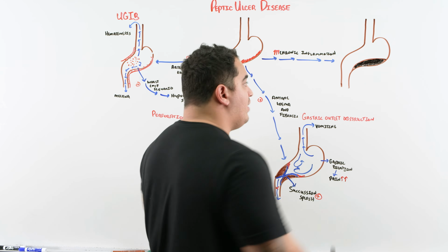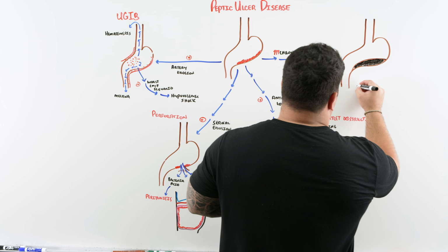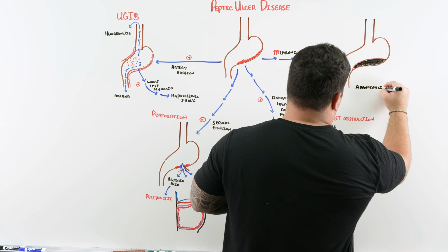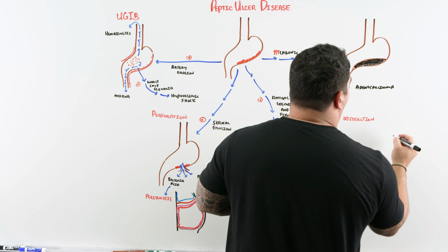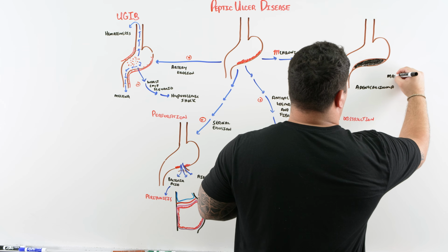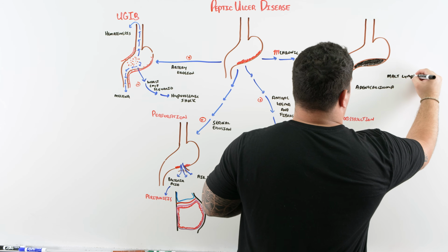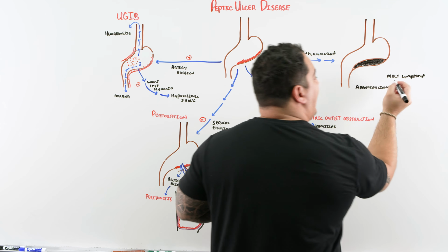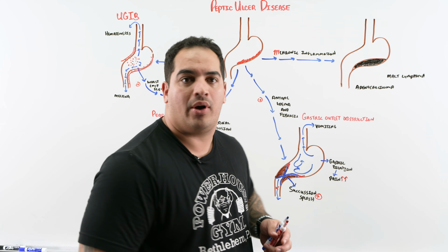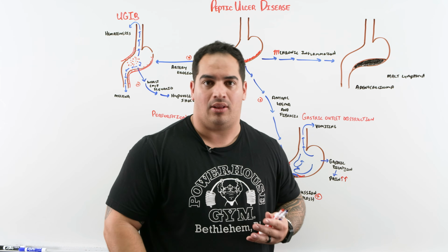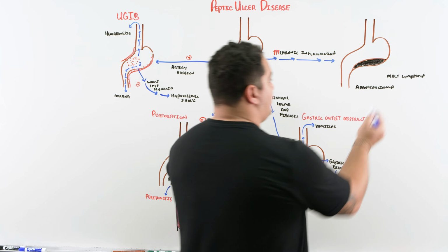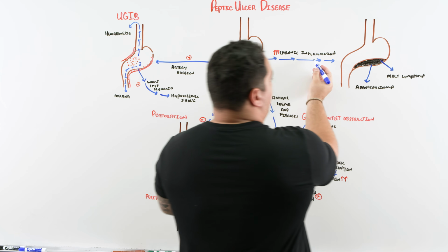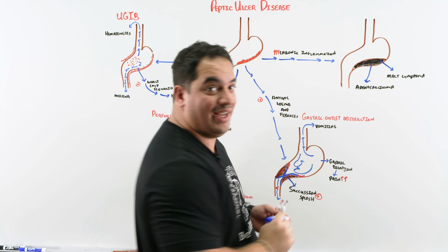And this can cause two different types of gastric cancers. One is adenocarcinoma, and the other one is called MALT lymphoma, which is usually very commonly associated with H. pylori. What's the most common cause of peptic ulcer disease? H. pylori. So oftentimes these patients can get MALT lymphoma and adenocarcinoma because of the chronic inflammation causing dysplasia.